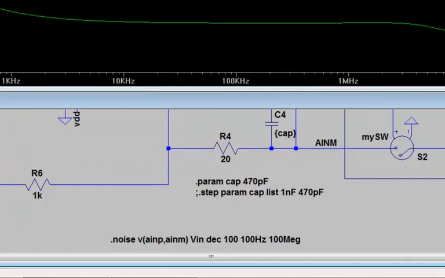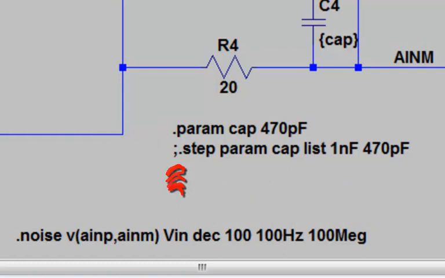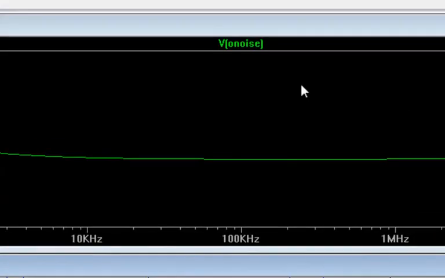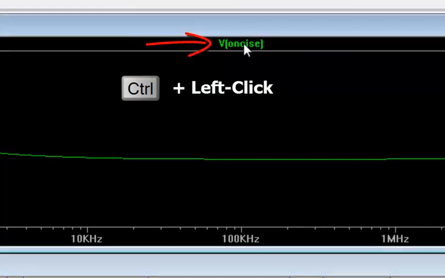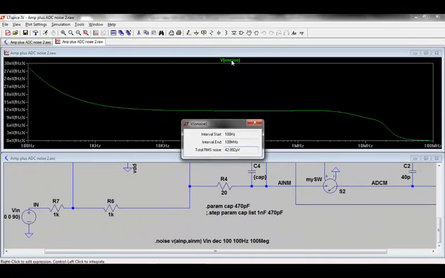To look at the integrated noise, I have to turn off the step param and choose just one cap value at a time, and then run the noise simulation again. If I then plot the output noise and press Ctrl plus left mouse button while hovering over the label, LTspice calculates the integrated noise for me, which is in this example 42 microvolts RMS. I can then use this to go back and change the cap to find a good trade-off between noise and settling time. I can also look at which components in the circuit cause most of the noise, such as op-amp noise or resistor noise.